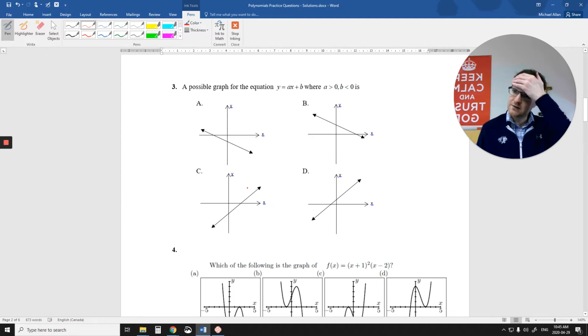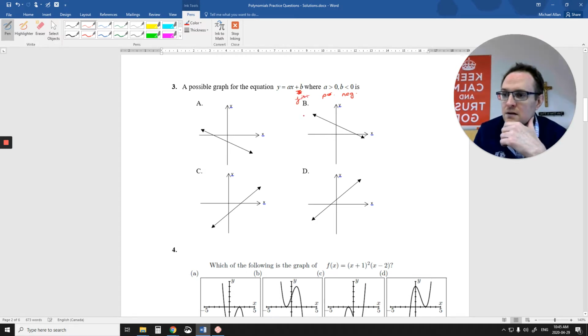What are the possible graphs for this one here? This one's kind of a weird abstract one. They're just talking about the form. This is the linear form, y equals mx plus b. They're saying that b is a negative number, and a, because it's greater than 0, is a positive number. If b is a negative number, that's my constant. Remember, the constant is the y-intercept. So if it's negative, I'm going to have a negative y-intercept.